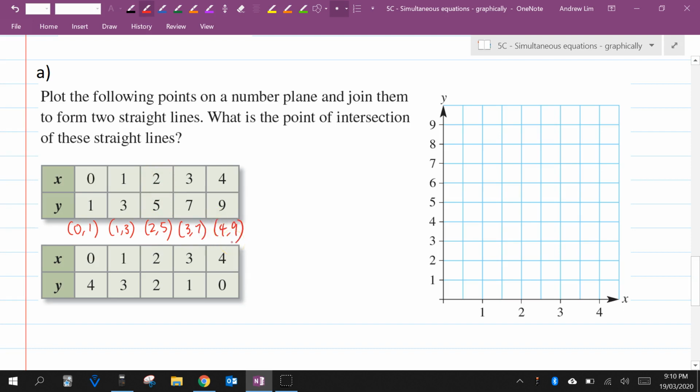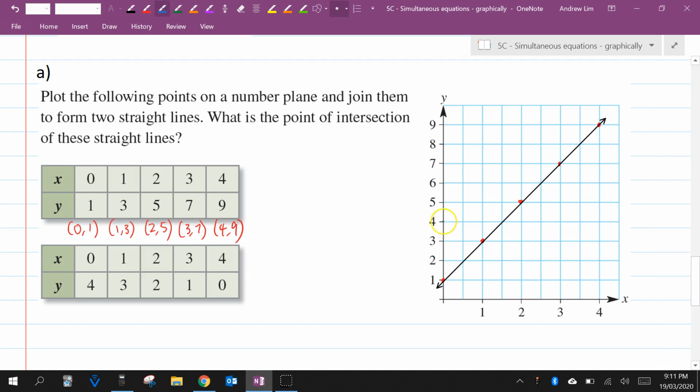Okay, so I'm just going to plot that in red. 0, 1, 1, 3, 2, 5, 3, 7, and 4, 9. Okay, so that's that one. I'll get you to pause the video, plot the other graph, and then determine the point of intersection, or also known as find the solution to these simultaneous equations.